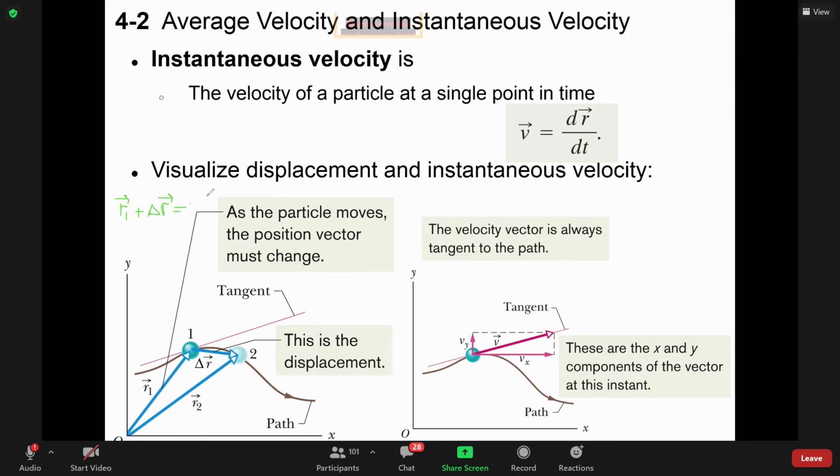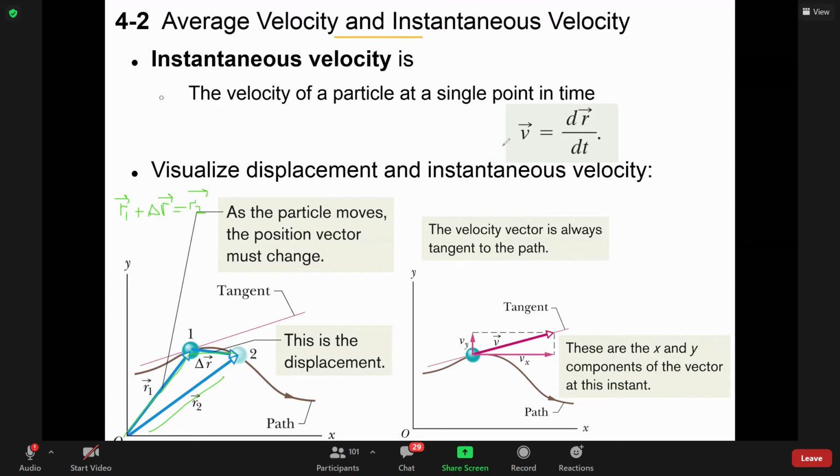Someone will ask what that means. I'm saying this vector plus this vector equals this vector. This is the equation I wrote. I can hear it too. Okay, good. Okay, thank you.